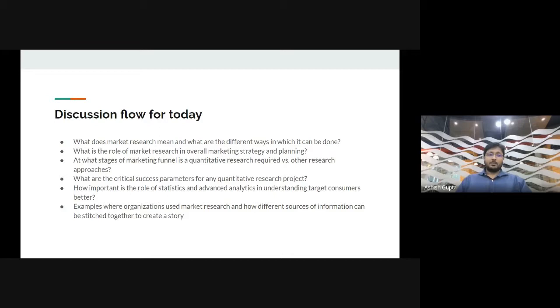and then what the role of statistics or even advanced analytics is when it comes to understanding the consumers you want to understand better. And then, followed by certain examples on how you can blend market research in telling insights to companies, or how some of those companies have utilized market research for developing the marketing strategy for a specific market or a category.